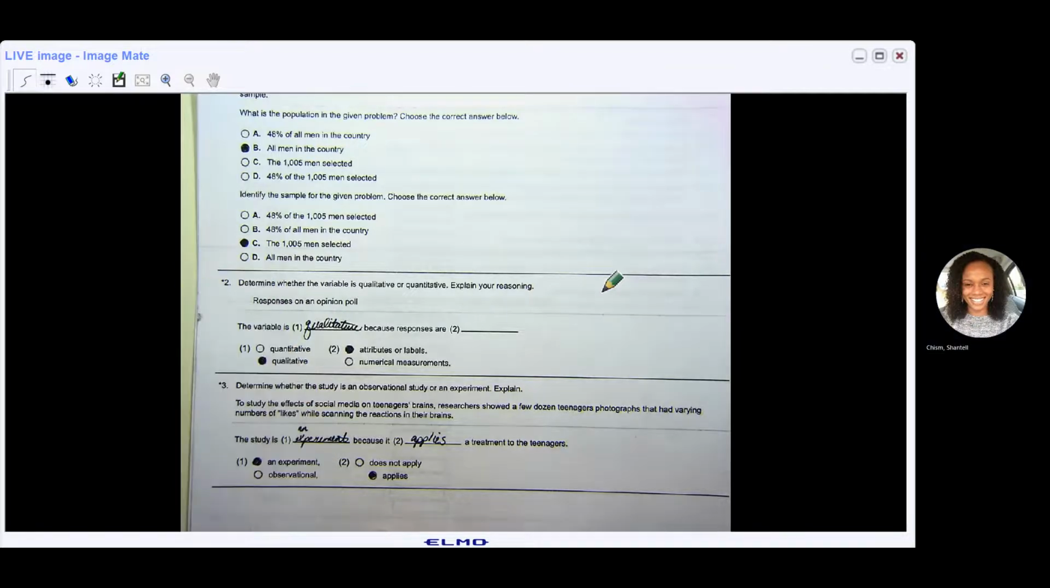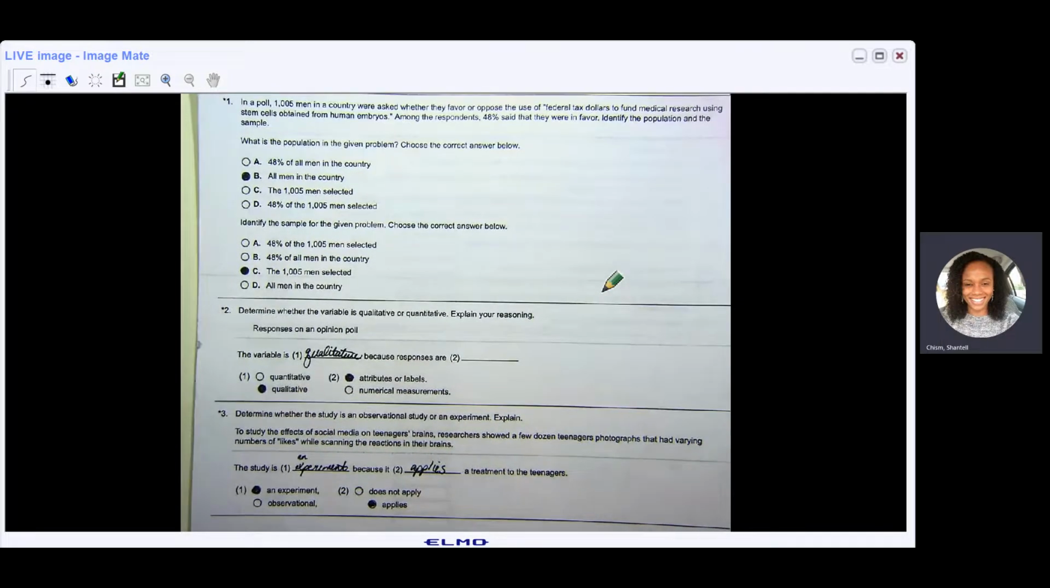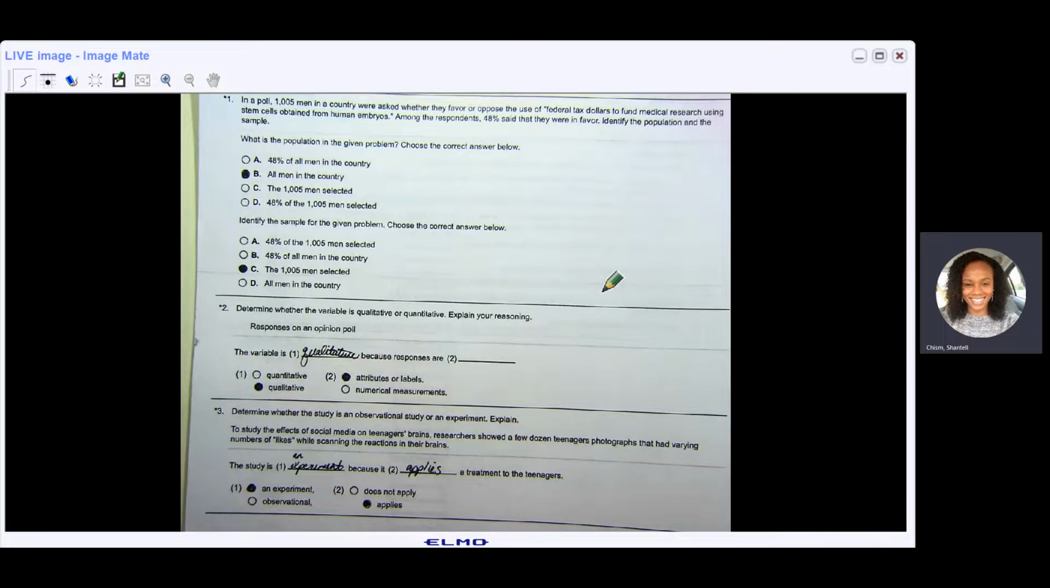Okay. So that was numbers 1, 2, and 3 on the review. And again, your review looks just like this one. Be aware of that as well.